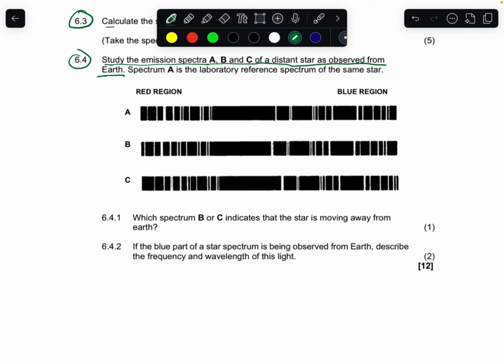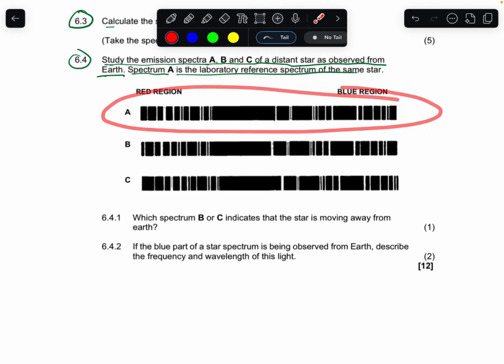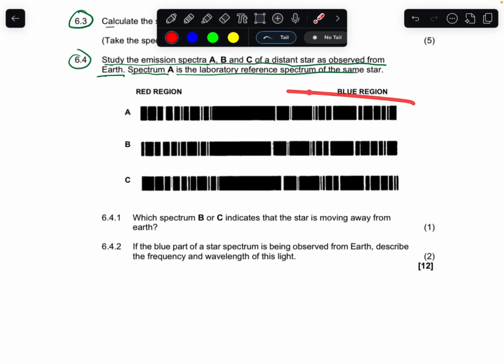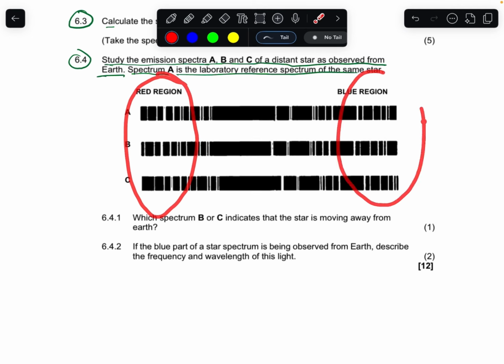So there's a star that is observed from Earth into space. In the space, it says spectrum A is the laboratory reference spectrum. So this one we're going to use as the reference, and these are the ones that are observed. You see this side is red and this side is blue, right?